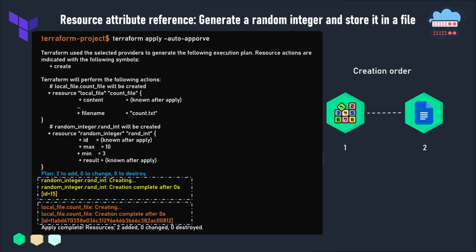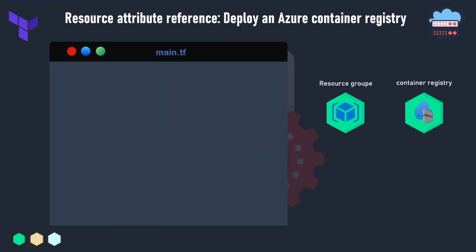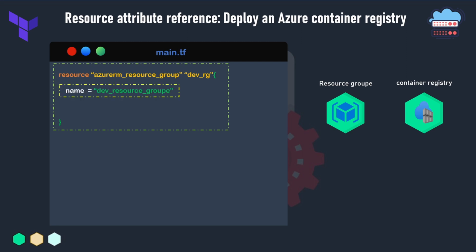Let's go back to Azure and see how to provision an Azure container registry that belongs to a specific resource group. To create a resource group with Terraform, we have to declare a resource block in the configuration file of type azurerm_resource_group. We give a name to this resource, for example dev_rg, and inside the resource block, we have to set the required arguments. First of all, we will set the name argument. We set it, for example, to dev-resource-group. And for the location argument, we can set it, for example, to West Europe.